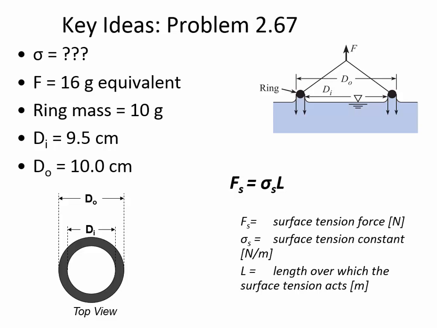Okay, so what do we know? We're given F directly after we multiply by g. We know the weight of it by multiplying by g. So from the force balance you can find the surface tension force, and so here we know that. From the diameters you can get the length, and that enables us to calculate the only remaining unknown, which is sigma, the surface tension constant for whatever this liquid is. Okay, so everybody feel comfortable how to begin on this problem?